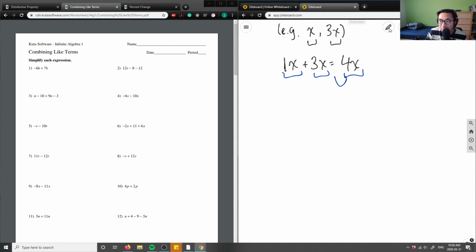So again, when we combine like terms, it has to be the same variable. If you think about it, 3 plus 4. These are like terms as well. They're just constants, right? I have a 3 here as a term, a 4 here as a term, and these are both numbers.